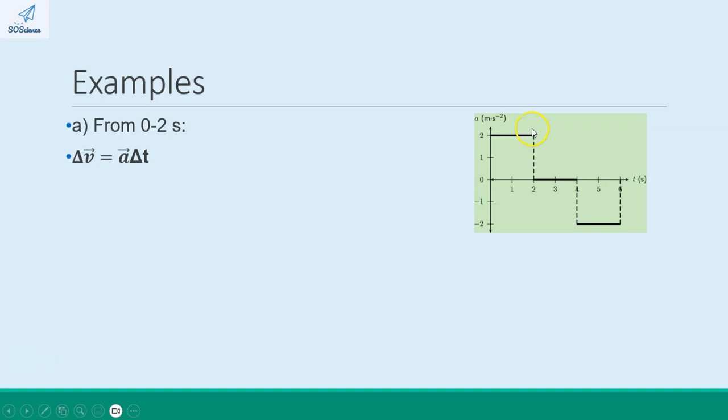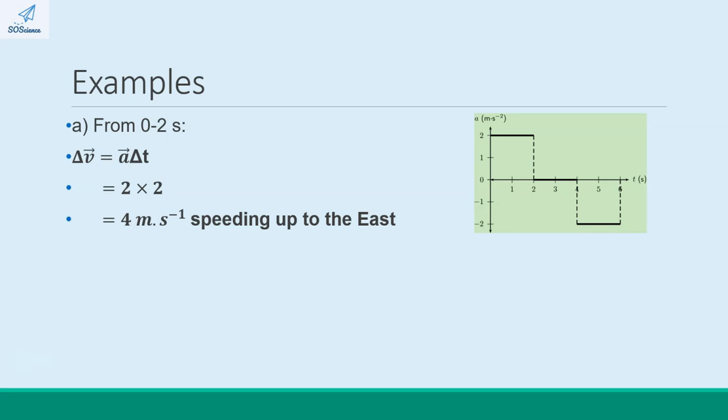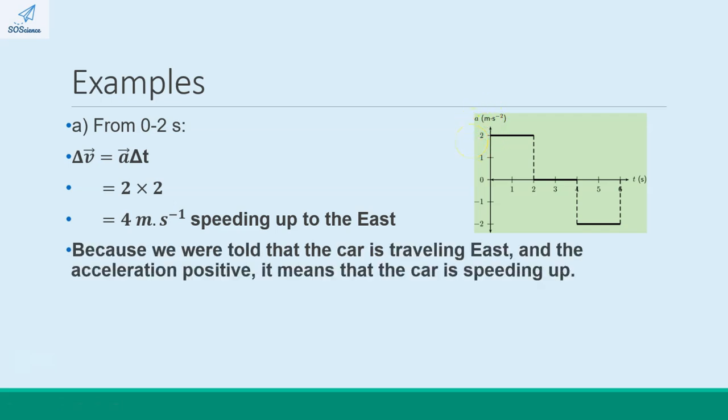So the velocity is equal to the area, acceleration times time, which is 2 times 2, which is 4 meters per second. Now, this acceleration is speeding up in the positive direction. It is a positive value of +2. We know that the car is traveling to the east because we were told that up front as part of the question, and that is key. So because the acceleration is positive, it must mean that the car is speeding up.